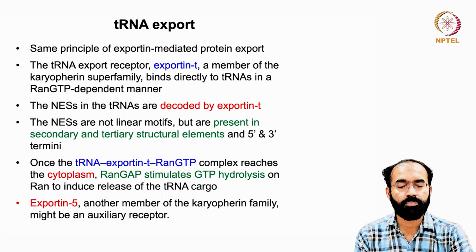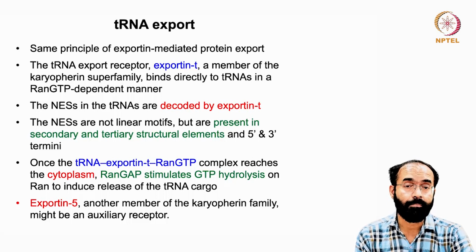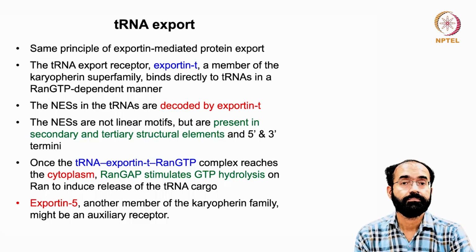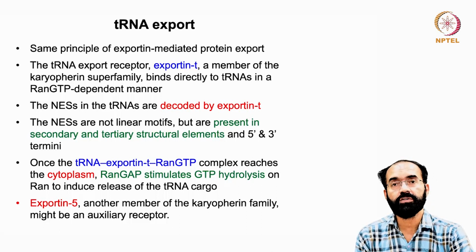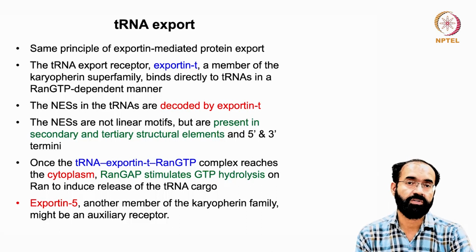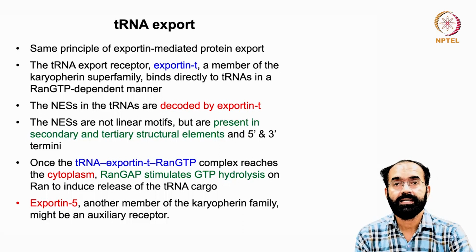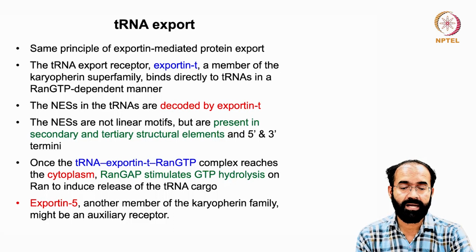Once the tRNA exportin T-RAN-GTP complex reaches the cytoplasm, the RAN GAP, that is GTPase activating protein, stimulates the GTP hydrolysis on the RAN to induce the release of the tRNA cargo. Otherwise, exportin will not release the cargo. It will hold on to the cargo. So the moment the RAN-GTP is acted upon or activated by RAN GAP, then you will have the release of the cargo.